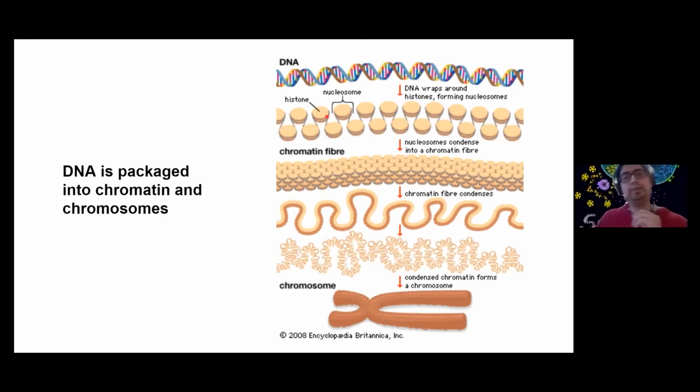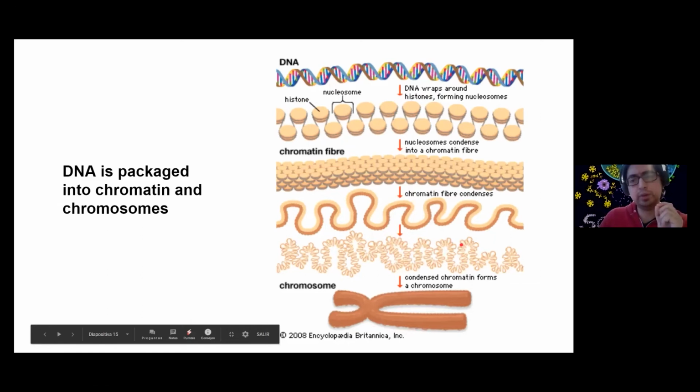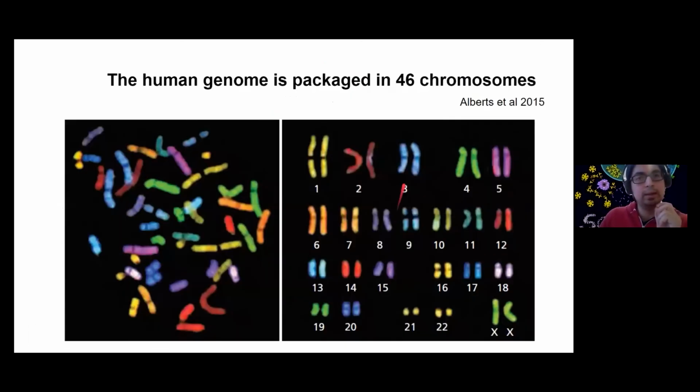So it will join by electrostatic interactions with the histones and then make a chromatin fiber. And then through multiple rearrangements, some of them not well understood, it will create condensates. And finally, the chromosomes, which are the most condensed form of DNA. So all the human genome is packaged in 46 chromosomes.